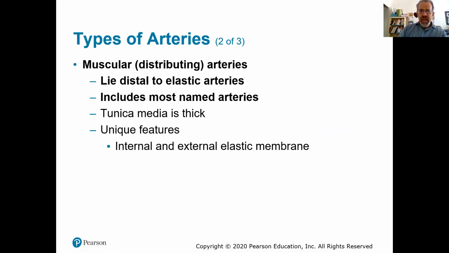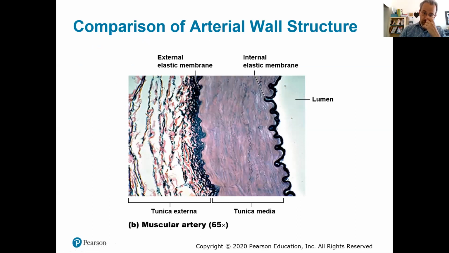A little bit smaller than the elastic arteries is what we call the tunica media. Although it still has smooth muscle, it has fewer elastic fibers within the muscle itself, but we still do have the internal and external elastic membrane. So if you take a look here, we've got the lumen, the tunica interna, the internal elastic membrane and the external elastic membrane, but not nearly the abundance of elastic fibers like we saw with the elastic artery. So let's take a look.